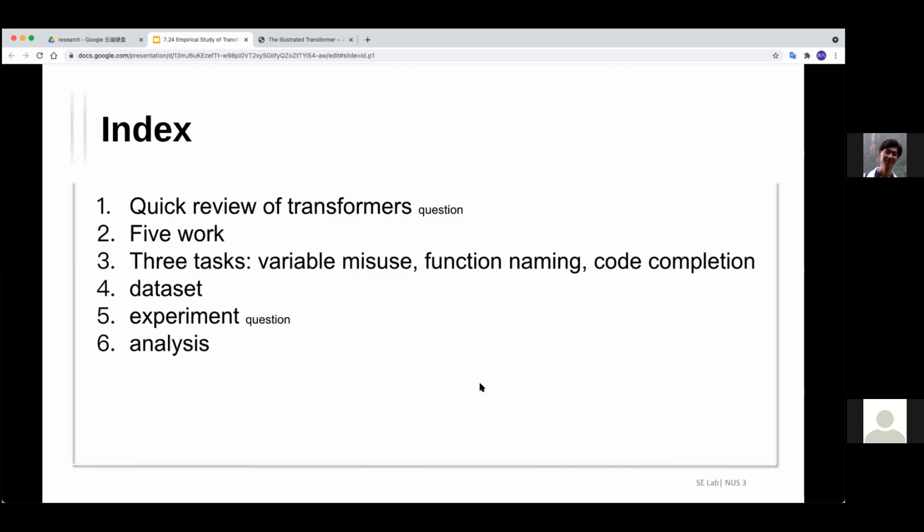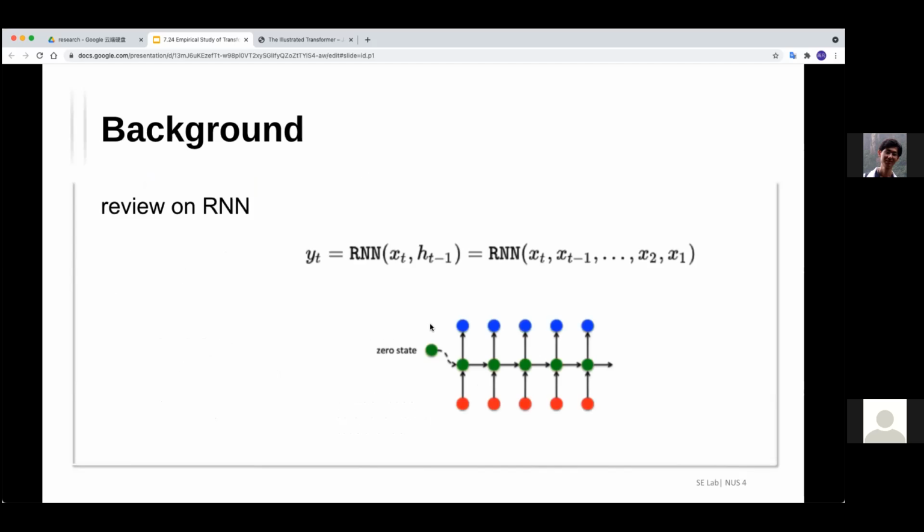And here is the index of today's presentation. This survey is a bit long, so we have 6 parts. The first one will be a quick review of transformers. And then I will introduce the 5 works this paper presents. And then I will introduce 3 tasks. And then I will talk about the experiments and conclusions.